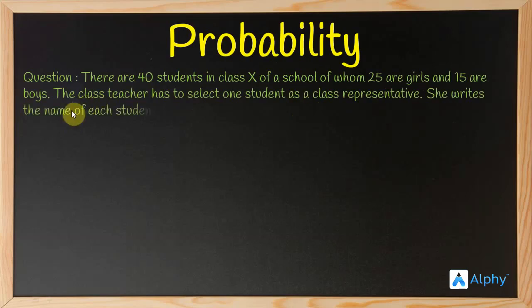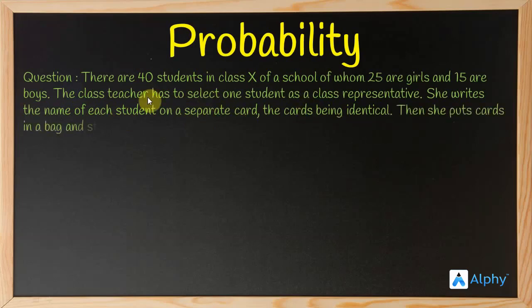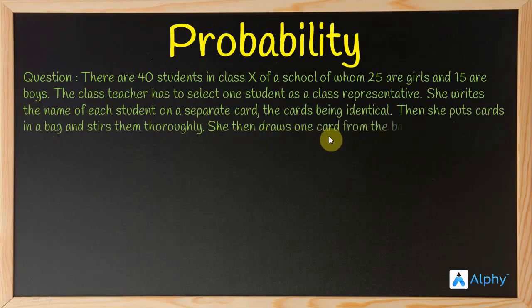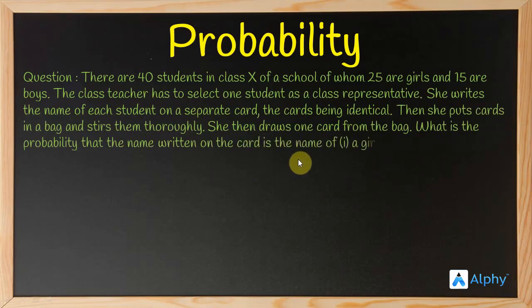She writes the names of each student on a separate card, the cards being identical. Then she puts cards in a bag and stirs them thoroughly. She then draws one card from the bag. What is the probability that the name written on the card is the name of a girl or a boy?